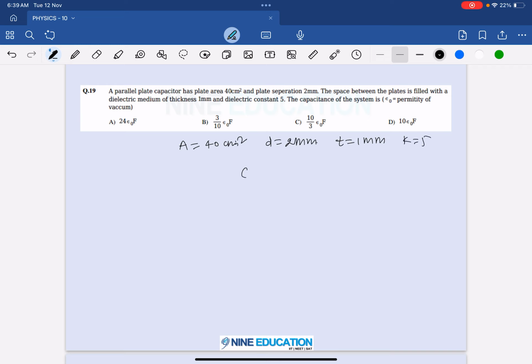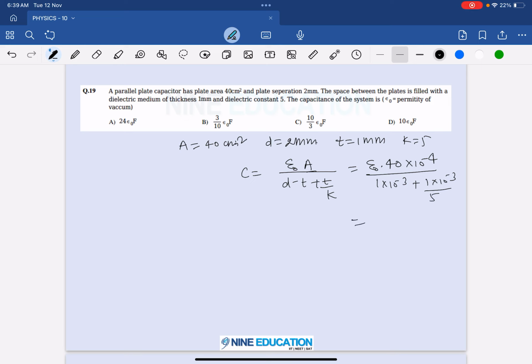The capacitance of the system is, basically, we know that when half is filled, half is unfilled, it is going to become basically looking like a parallel capacitor. But we also know that we have a direct formula for it also, right? It is epsilon naught A divided by D minus T plus T by K, if you are filling some part of it. So it would be epsilon naught into 40 into 10 to the power minus 4 divided by D, which is 2 mm minus 1 mm, that is 1 into 10 to the power minus 3, plus 1 into 10 to the power minus 3 divided by 5.